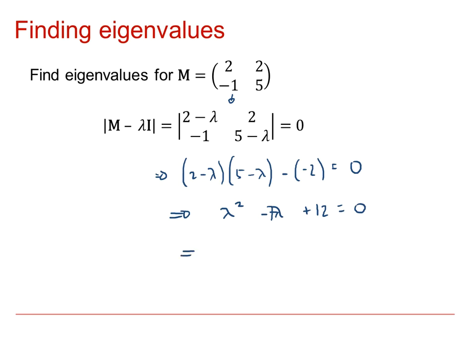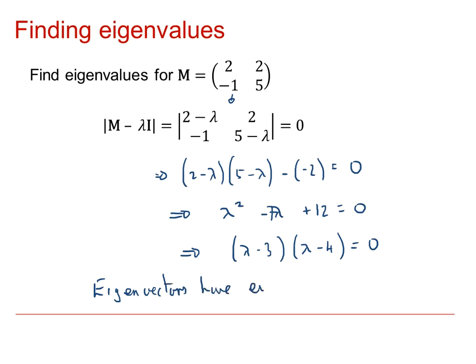This factorizes to give lambda minus 3 and lambda minus 4 equal to 0, in which case lambda is equal to 3 and 4. So we can say that the matrix has these eigenvalues, 3 and 4.